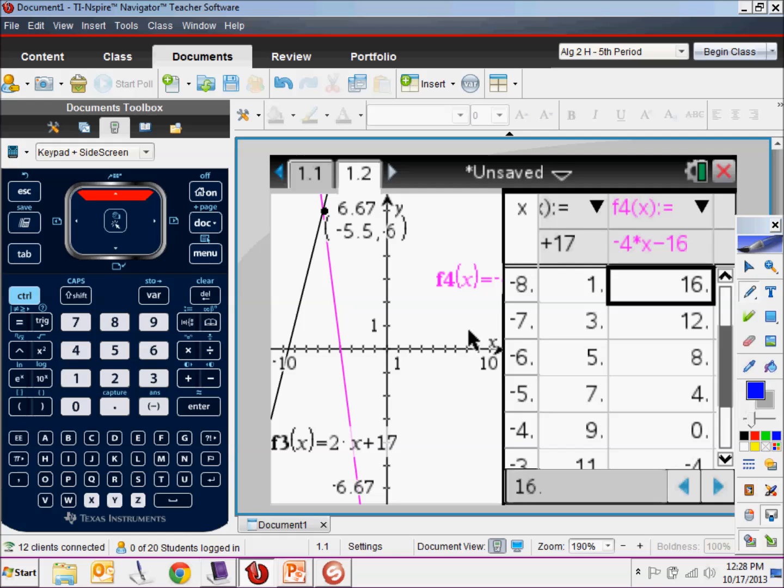Is 12 greater than 3? Yes. I'm tripping, I just jumped up one. Is 8 greater than 5? Yes. Is 12 greater than 3? Yes. Is 16 greater than 1? Yes. So when is this true? When my x values are less than or equal to negative 5.5.